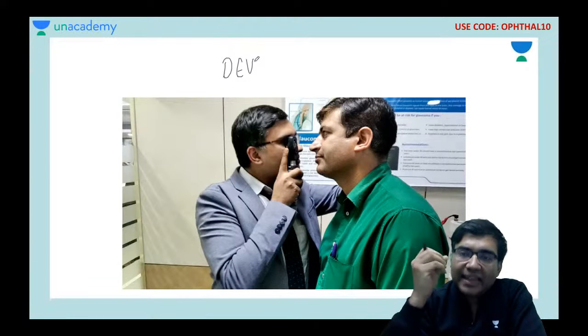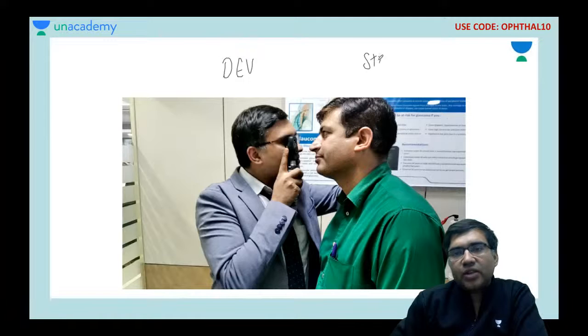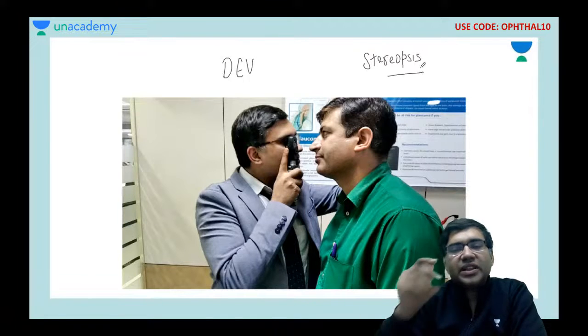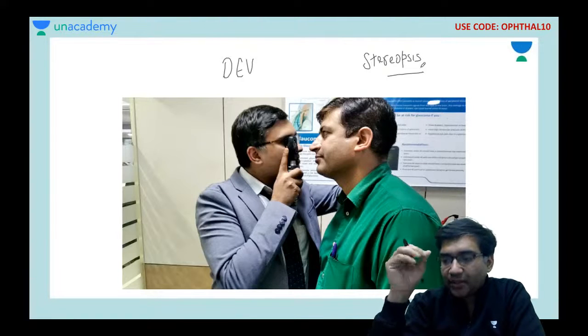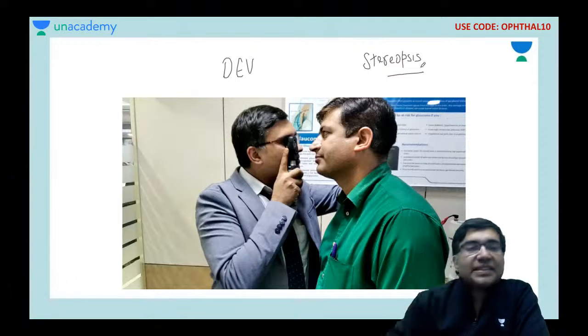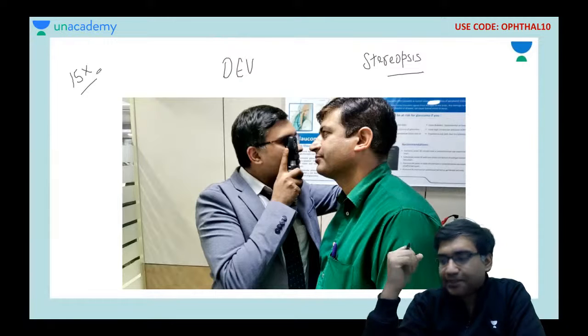What I call depth perception in ophthalmology, I call stereopsis. Have you ever heard the name? Just give me a thumbs up. So there is normally no stereopsis when we are doing a direct ophthalmoscopy. But the advantage is that we are having a good magnification, around 15 times magnification.